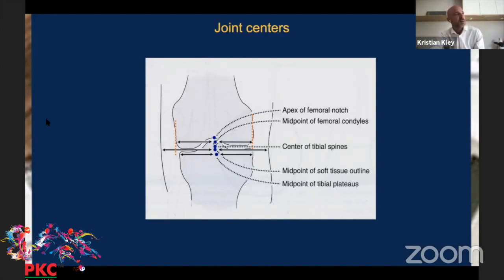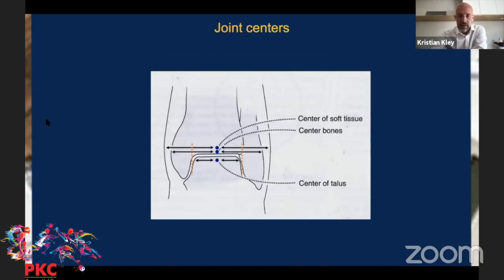Now, looking at the center of the knee, at the distal femur and the proximal tibia, that becomes a little more complicated because you could choose the outer margin of the bone, the outer margin of the skin, the area in between the spines, whatever. But overall, if you really have an AP image, all these points are located rather centrally around one line. So it does not really matter which one you choose. I personally take the roof of the notch, and for the tibia the point in between the medial and lateral spine, but feel free to choose whatever you like. And for the ankle joint, I take the center of the talus.